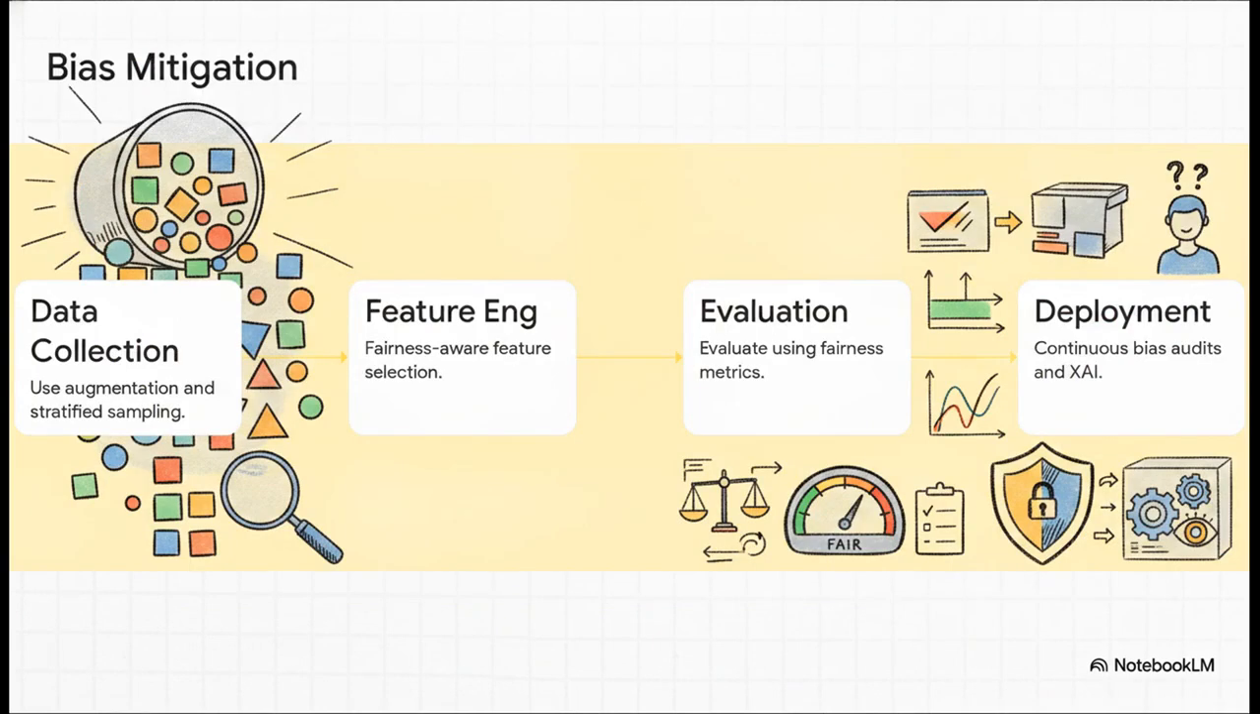So, how do we actually fix this? Well, developers have to proactively inject fairness into every single step of the machine learning lifecycle. It starts right at data collection, using techniques like data augmentation and stratified sampling to ensure diverse representation. Then, during feature engineering, we deliberately select features with fairness in mind. Next, we evaluate our models using specific fairness metrics, not just overall accuracy. And finally, during deployment, organizations must conduct continuous bias audits and leverage explainable AI so humans can understand exactly why a model is making its decisions.